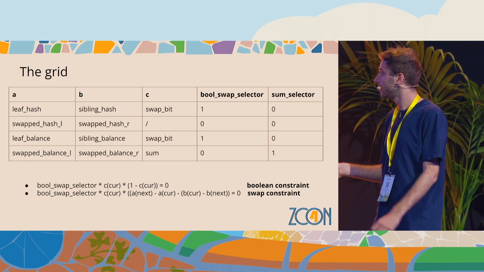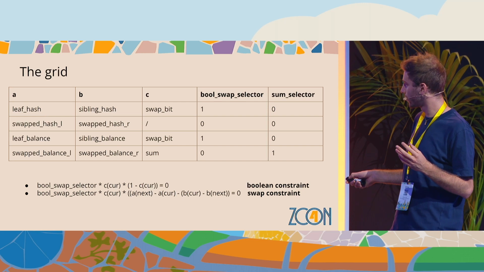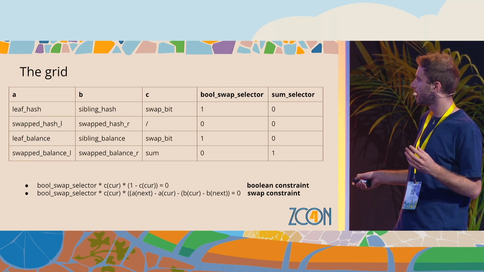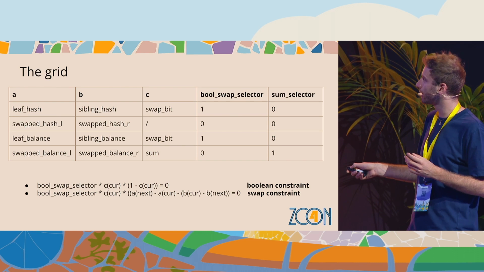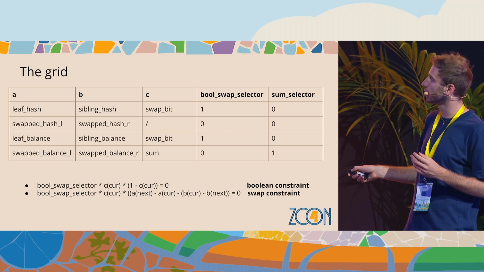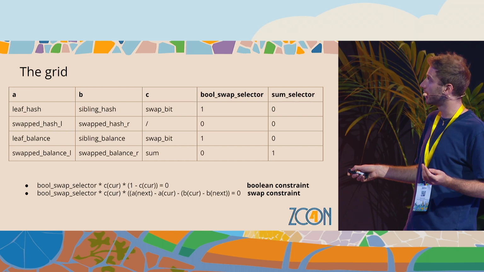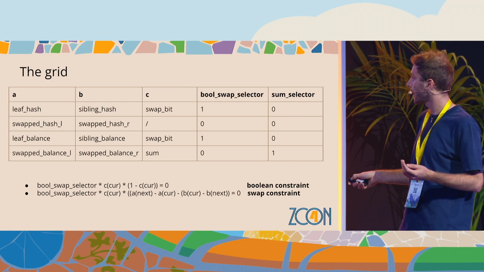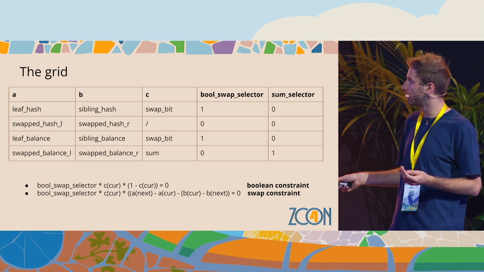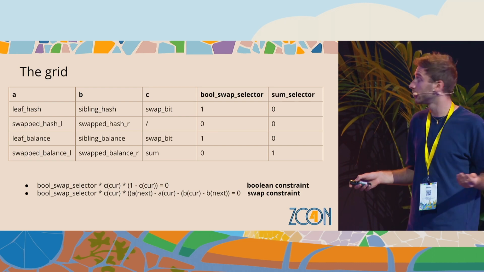The second constraint is the swap constraint. I think it is not super important to go through the details of this equation, but it's basically just enforcing the fact that if swap bit is equal to 1, the swapping between row 0 and row 1 is performed correctly. And if it's set to 0, again, it should be performed correctly just by copying the value from the previous row. And again, you see that this is enabled by the bool swap selector, because, for example, at this row, we don't want to enable this constraint, so we set the selector to 0.